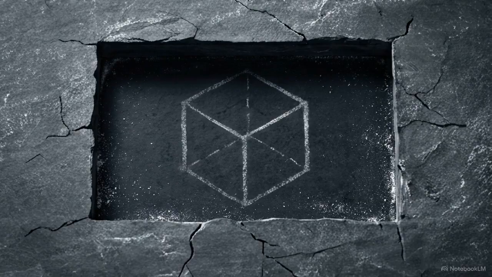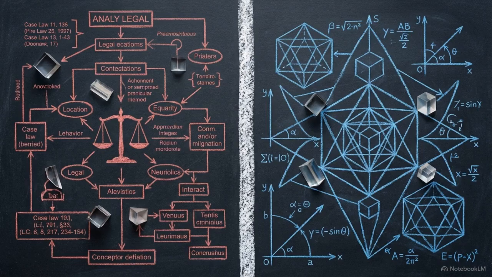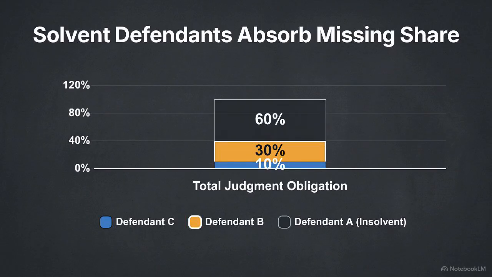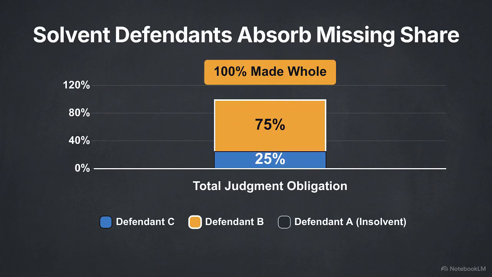This clean mathematics is disrupted the moment it encounters a common real-world variable, insolvency. If Defendant A, holding the 60% share, goes bankrupt and cannot pay, the money disappears. This creates a legal dilemma regarding who must cover the resulting void in the damages pool. Jurisdictions split on the solution. We will look first at states that maintain a strict interpretation of joint and several liability. In those states, the solvent defendants, B and C, are forced to absorb A's missing 60% share. Their own payments increase proportionally to ensure the plaintiff is made whole.